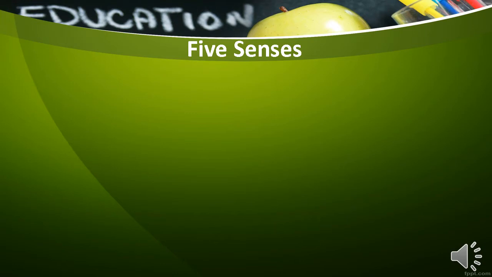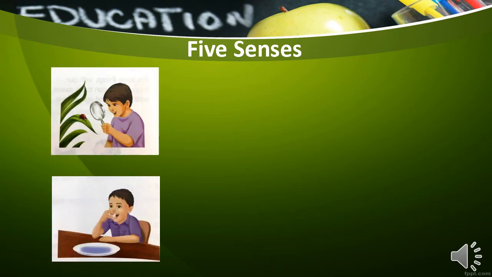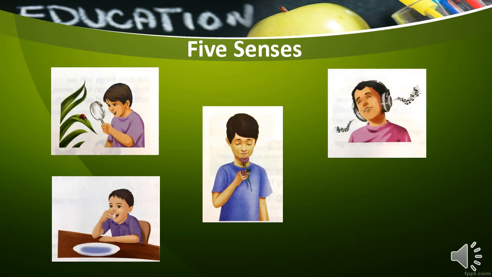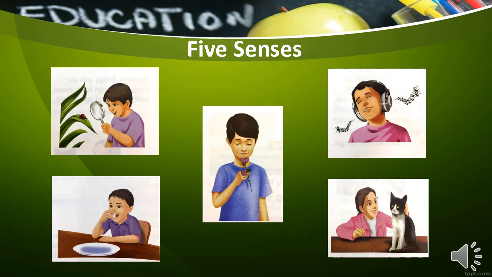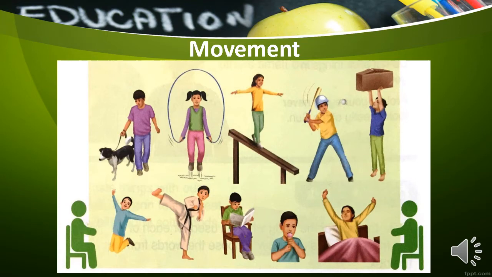You know we all have 5 senses and these are sight, taste, smell, hearing, and touch. These 5 senses help us to get in touch with the environment. The other topic of this unit is movement. In this unit, we have briefly learnt about movement. Today, we will just revise it.